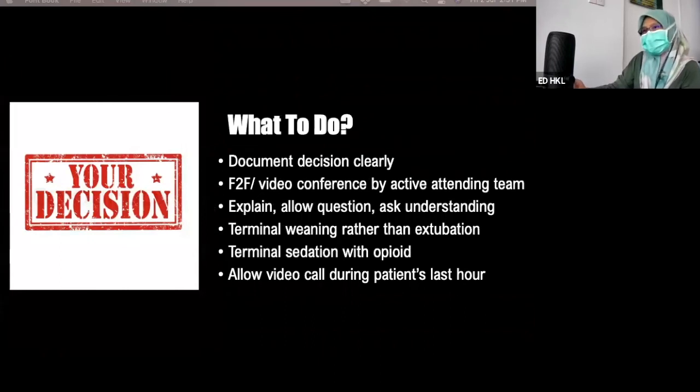So it is your decision. Intubation is your decision. Withdrawing point is your decision. You tak pergi dekat family, cakap, patient, cat 4, hypoxic, do you agree for intubation? No. It is your decision. You decide in a team. You document, then you go to the family members and bagi tahu. So we decide to intubate your mother because of list of indications.